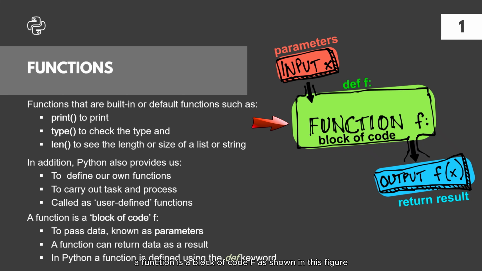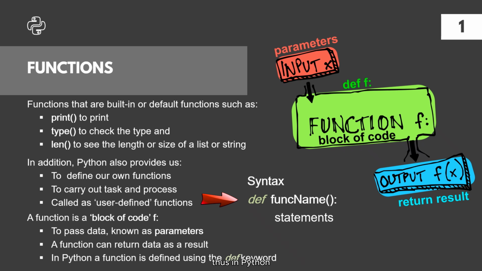A function is a block of code F as shown in this figure. You can pass data or variables known as parameters, known as input X, into a function, and a function can return data as a result, as an output f(x). Thus, in Python, a function is defined using the def keyword as shown in the syntax, followed by the function name, funcname, with parentheses and terminated with a colon. After the colon and default indentation, the statements or the body of the function is defined.